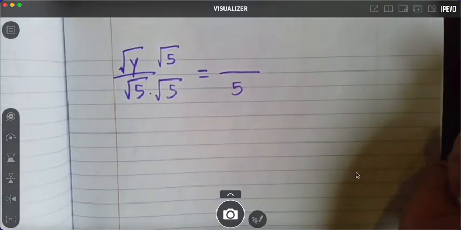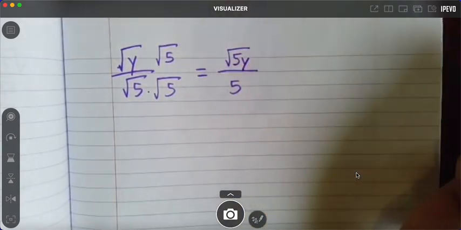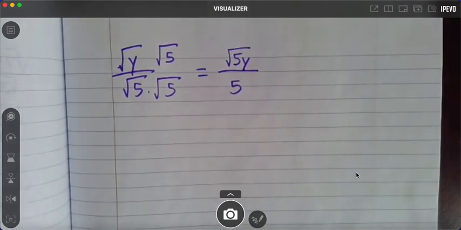Multiply by it. So the next one will be the square root of 5y. Can we do anything with that? Does 5 have a perfect square? Or does y have a perfect square? No. That's your answer on that one. Square root of 5 times square root of 5 is 5, because the square root of 25 is 5. So then you multiply those. That's it.